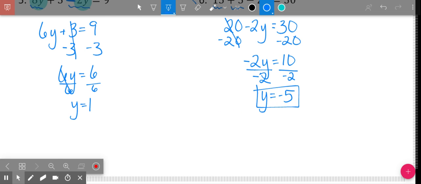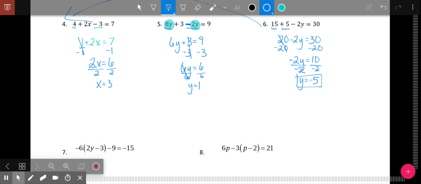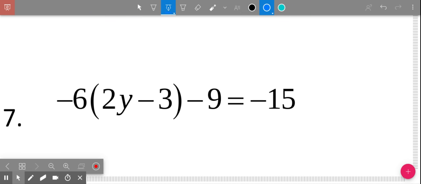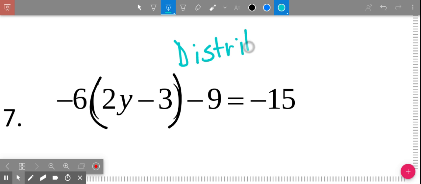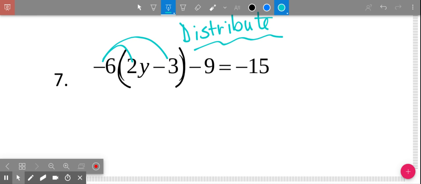All right. If you have any questions about those ones, please let me know. Okay, so now we're going to look at number 7. If you look at number 7, we have negative 6 times 2y minus 3 minus 9 is equal to negative 15. Remember, anytime we have a set of parentheses, like these right here, the very first thing we always have to do is distribute. You have to start with distributing. So we're going to distribute that negative 6 to everything inside of the parentheses.